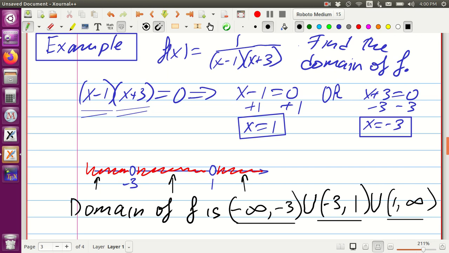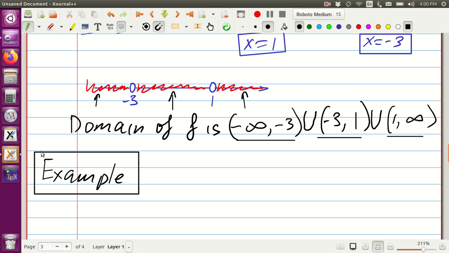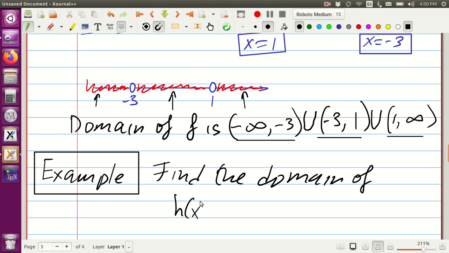All right, so let's do one more exercise to reinforce this idea. So in this example, we have to find the domain of h of x, which is equal to 1 over the square root of 2 minus x.